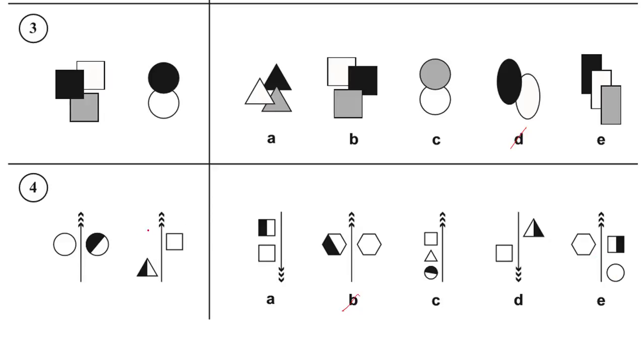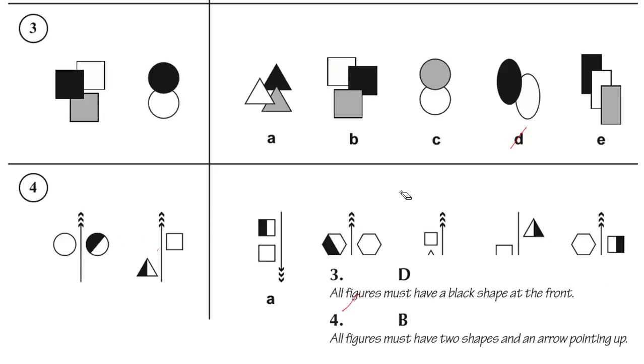So you must have the arrow going up and you must have two shapes. It doesn't matter which shapes you have. It doesn't matter which shading or coloring you have. They just have to be two. That's all. Okay. So if you want to, pause the video and then just mark your work. Question 3 is D and question 4 is A.